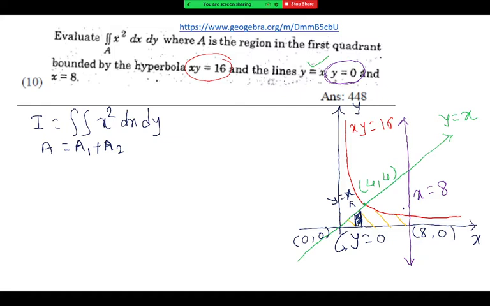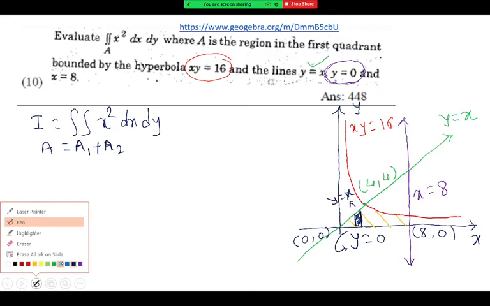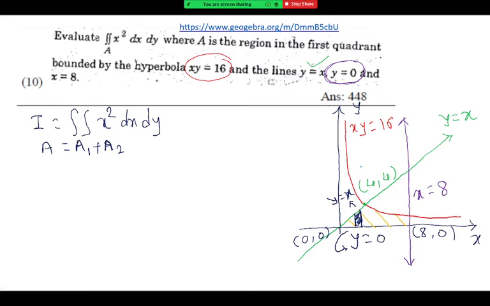Remember this important thing now: whenever either the lower end or the upper end is varying on more than one curve, there is a need of splitting the region, and we should evaluate that double integral on two different regions, not with the same limit, because the limits are changing there. So I will draw one vertical line here. This vertical line is mainly splitting the region. I'll draw it as a dotted line.